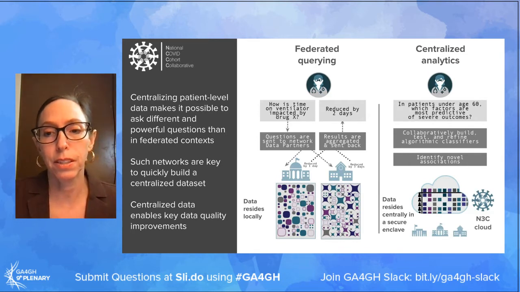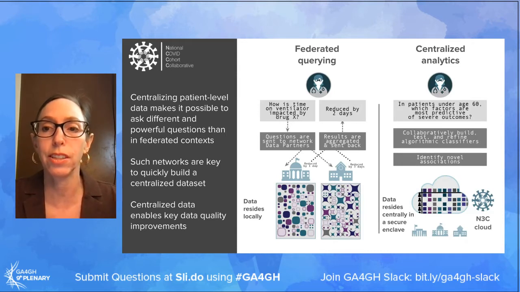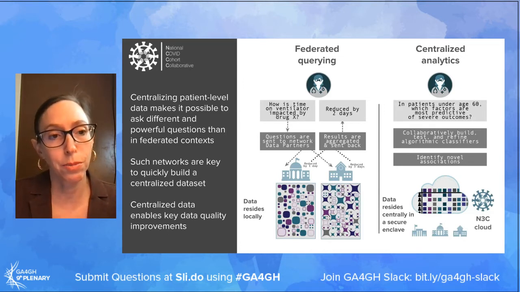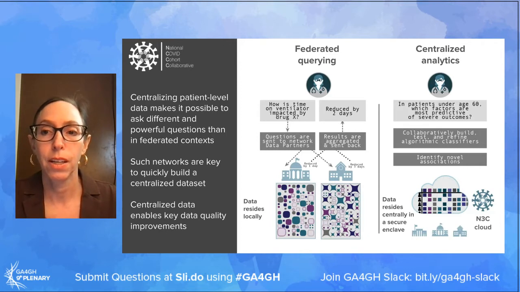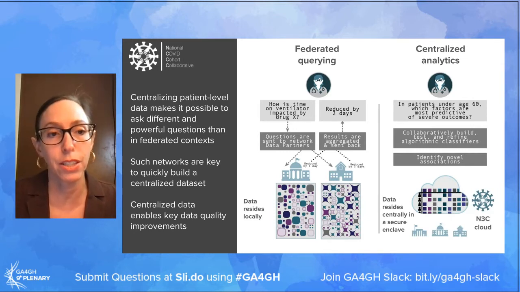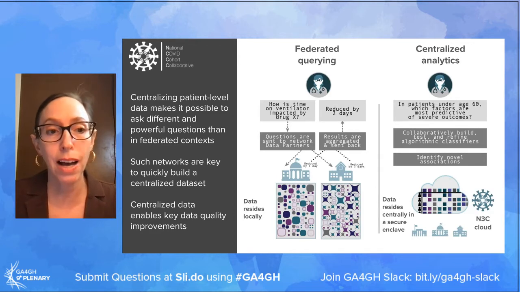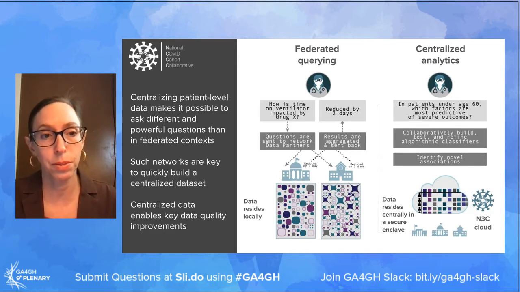That's very different than the context of N3C, where we've centralized and harmonized all of those data, where we can ask questions using machine learning and AI techniques, such as in patients under age 60, which factors are most predictive of severe outcomes? Those are the kinds of questions that we really need in the face of a new disease. And so we've been able to really collaboratively build, test, and refine various kinds of algorithmic classifiers and identify novel associations between drugs and comorbidities in our clinical outcomes. This would not have been possible without the partnership with all of the distributed networks.